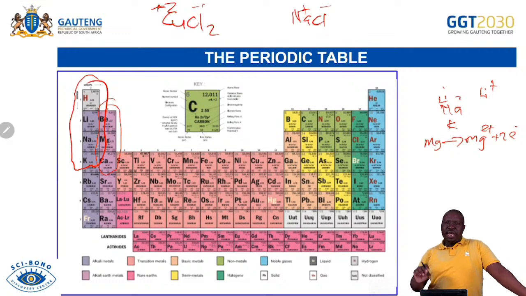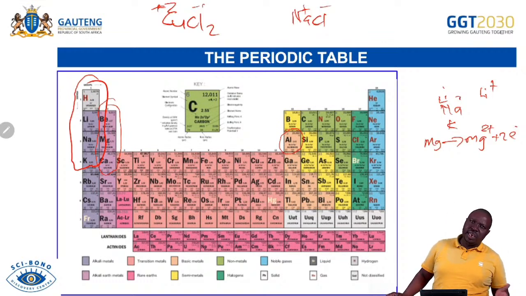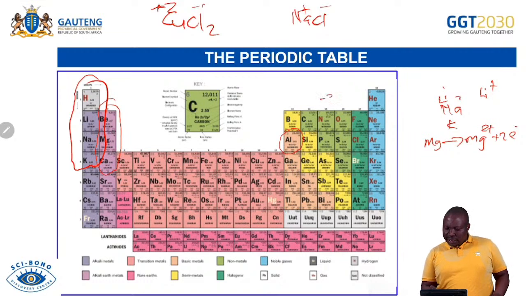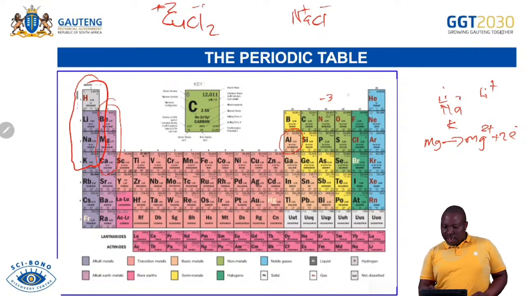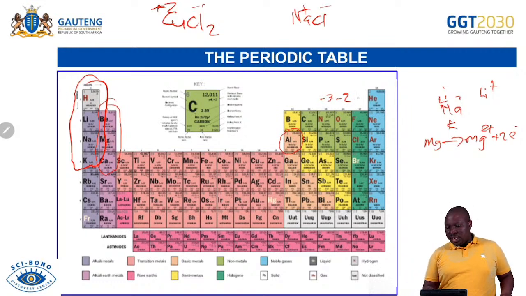But for now, I want you to be able to look at the periodic table and say group 1 elements can lose 1 electron. Group 2 can lose 2 electrons. Group 13, with more emphasis on aluminium, can lose 3 electrons. However, group 14, we say plus or minus 4, which means they can gain or lose 4 electrons. Group 15, we are now saying minus 3, which means they can gain 3 electrons. Group 16, where we have oxygen, can gain 2 electrons, that is minus 2. And then group 17 can gain 1 electron.